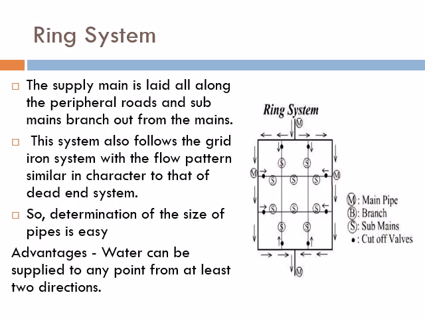Next is the ring system. That is, the supply main is laid all along the periphery of the road and the sub main branches out from the mains. The system also follows the gridiron system, with a flow pattern similar in character to that of the dead end system. Determination of the size of the pipe is easy and water can be supplied to any point from at least two directions.